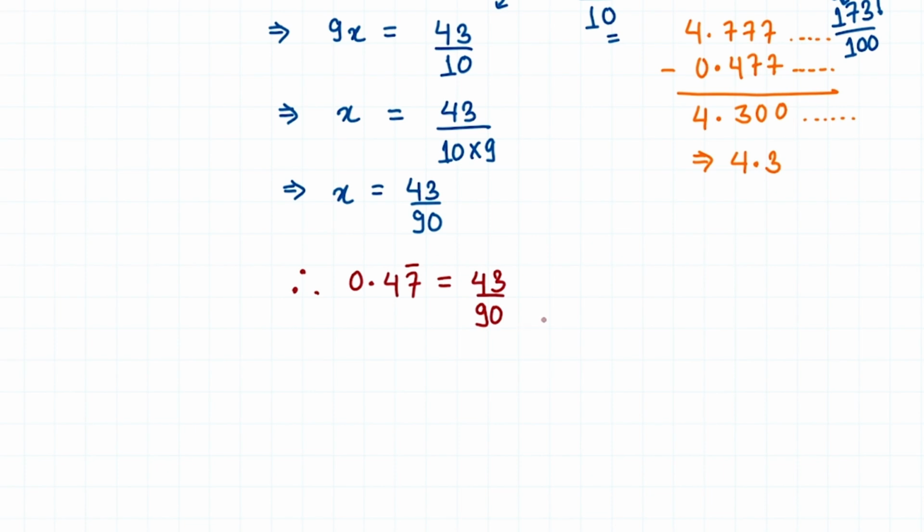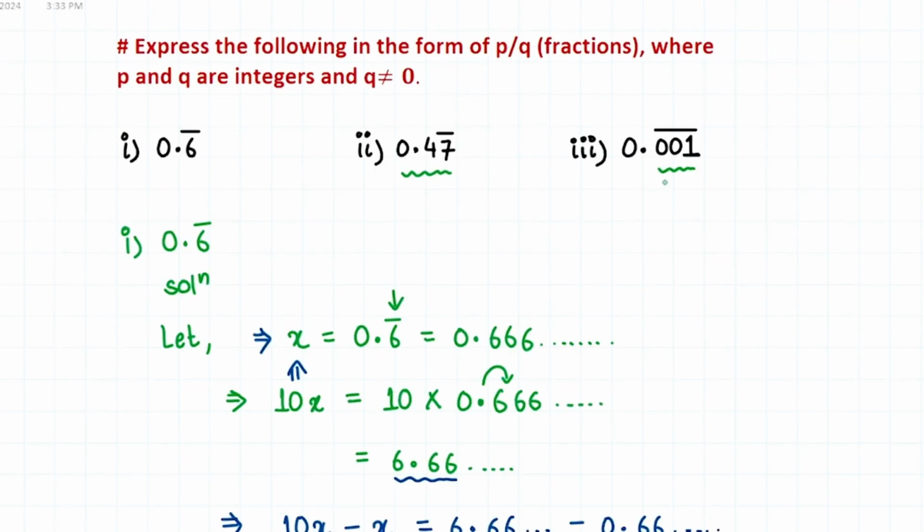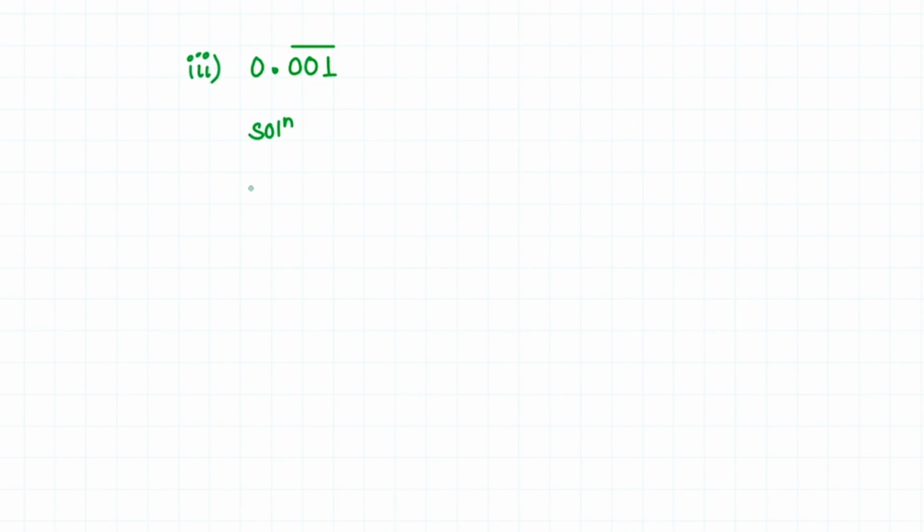Now, let's move to our final question. So we have our final question as 0.001 bar. So again, the process is still the same, okay? So again, we let x be equal to 0.001 bar. This is equal to 0.001001001, and it continues and goes on and on and on, okay?